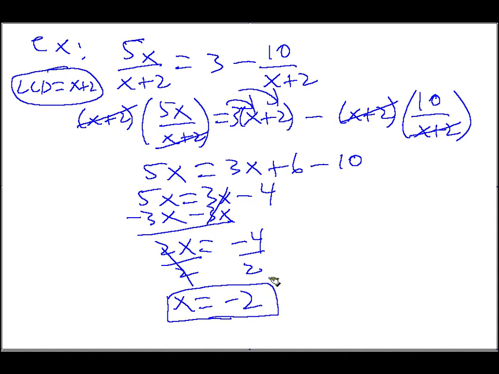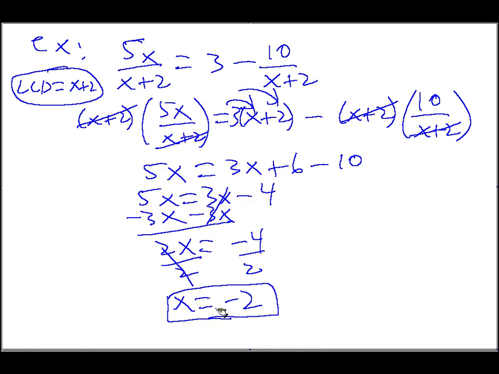Now, let's plug this back in just for completeness. Let me plug in negative 2 back into the original. Again, your solution should satisfy the original equation. In other words, if I plug in negative 2, it should make the left side equal to the right side. But look what happens though. When I plug negative 2 into this fraction right here, what happens? Well, 5 times negative 2 is negative 10, so that's okay. But look down here. What is negative 2 plus 2? Isn't that 0 down here? Uh-oh, that's a problem, right? Can we see that? So we cannot have 0 in the denominator.